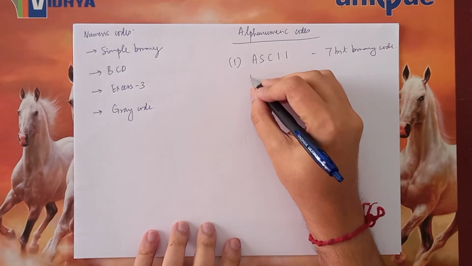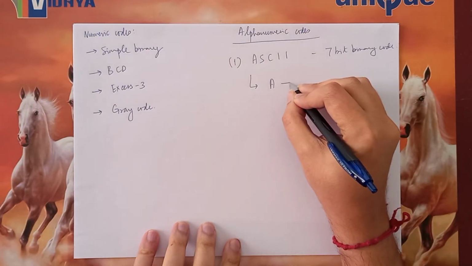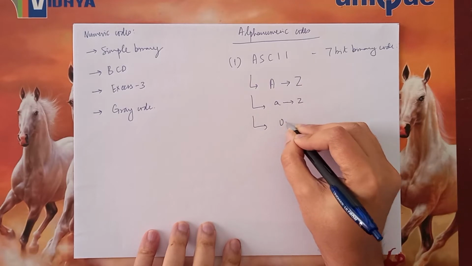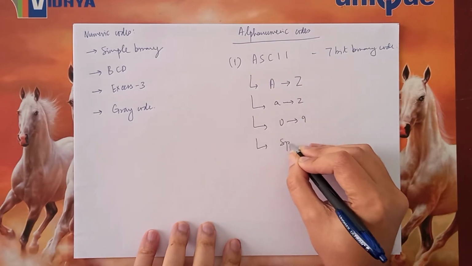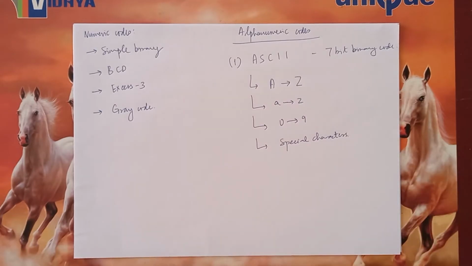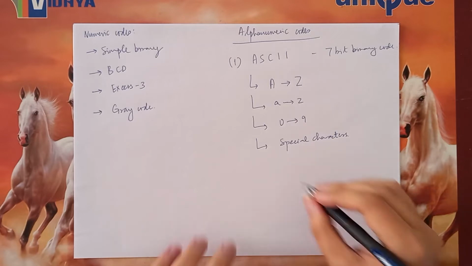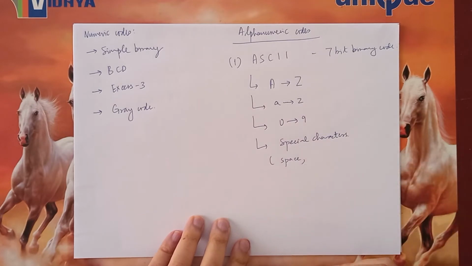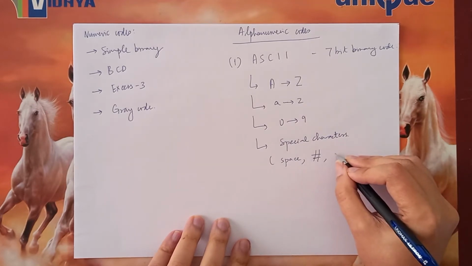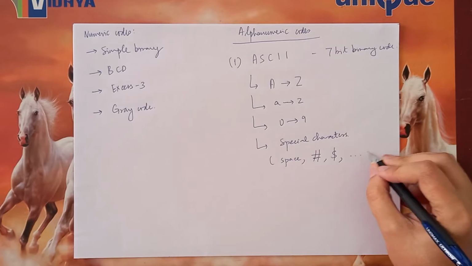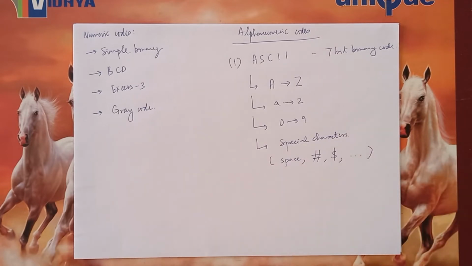So over there, ASCII assigns characters for all the alphabetical letters from capital A to capital Z, then small a to small z, the numerals from 0 to 9, and also special characters. What do I mean when I say special characters? Things like space, when you type the space bar, the hash symbol, the dollar symbol, and so on and so forth. They have codes for this also.